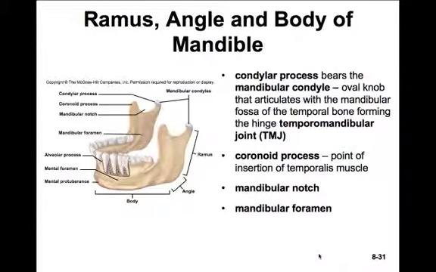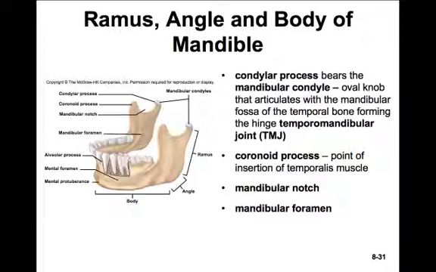Some other features that we need to know on the mandible are the mandibular condyles. These are the oval knobs that articulate with the mandibular fossa of the temporal bone and form the hinge of the temporomandibular joint. We'll also see the coronoid process. The coronoid process is a large surface area for insertion of the temporalis muscle, which again helps us close our mouth. Between the two is the mandibular notch. And on the inner surface of the ramus here, we'll see the mandibular foramen.